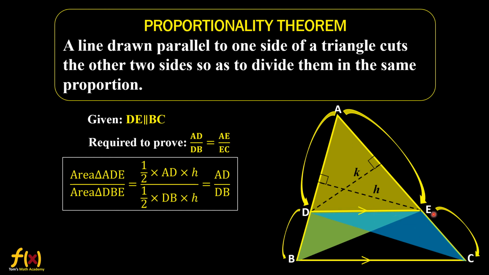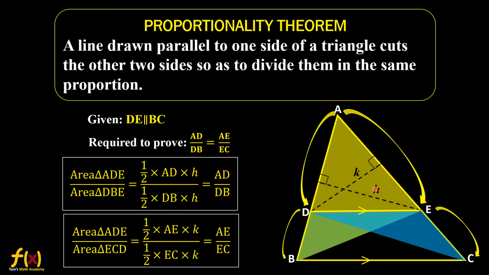Look at this one. The base is EC, but where is the height? It is not inside the triangle. It is outside. We extend this base and mark the 90 degree height, the K. So what is the area? Area of ADE, or AED, same triangle, is half times AE times K. Hope you understand: half times base times height.